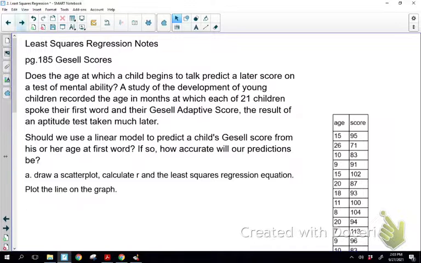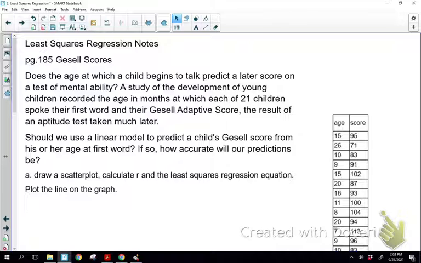So we have this problem right here. I actually don't know how to pronounce that word. I think it's Gessel, but it could be Giselle. I don't know how to say that. But they're taking ages of kids when they speak their first word, and they're looking at a Gessel adaptive score, and they're seeing if they're linearly related.